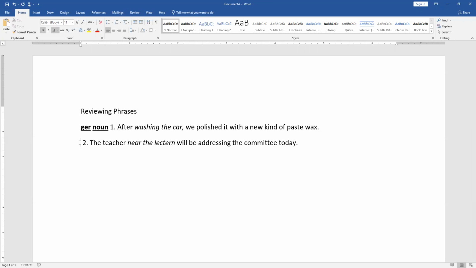All right, so what about this one? The teacher near the lectern will be addressing the committee today. Okay, here's the thing. Is there a verb there? Near the lectern? It's a type of phrase. Well, teacher is your subject, will be addressing is your verb. So again, we have prepositional, participial, gerund, infinitive, appositive, or absolute. What'd you say?